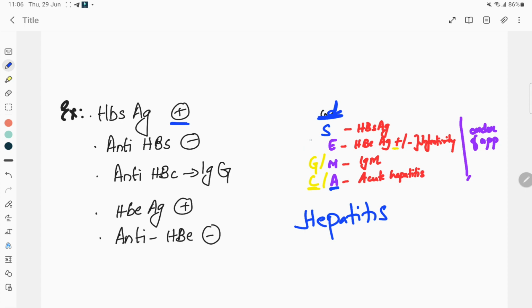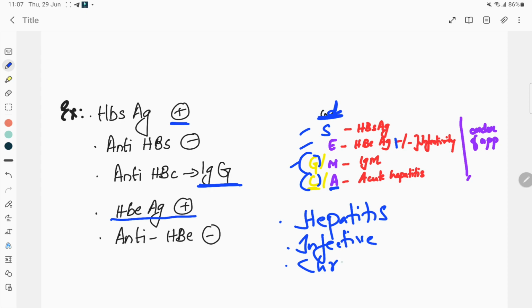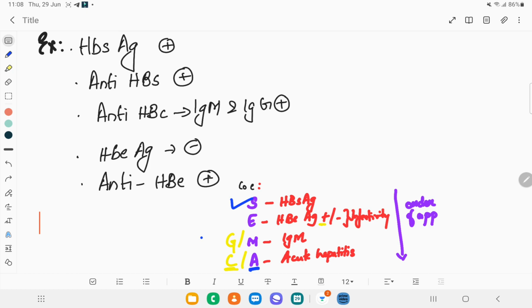Now what do you see, guys? You see for E, HBeAg. HBeAg is present, which means, as I told you, if it is present, then it shows that the patient is highly infective. Now what do you see? You see which antibody is present. It is G or M. See, it is IgG antibody that is present. If G is present, it is what? A case of chronic hepatitis. So your final diagnosis will be chronic hepatitis with high infectivity. I hope this is clear. We'll go to the next scenario.